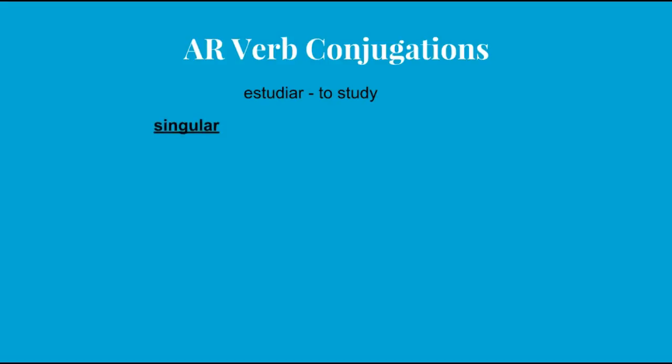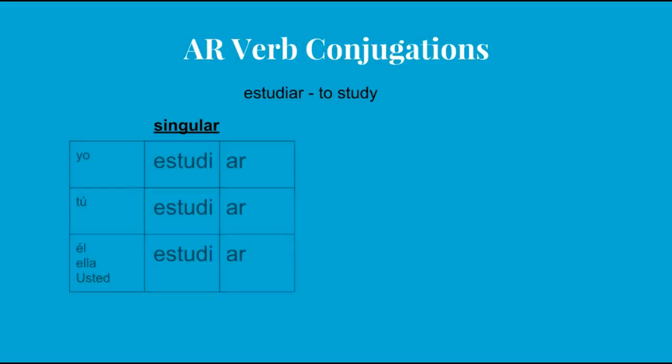We'll start with the singular forms of the verb. If you remember the subject pronouns from a few lessons ago, yo means I, tú means you when it's someone that I know well on a friendly or familiar basis, and then él is he, ella is she, usted is you in a more formal context or someone that you don't know as well.